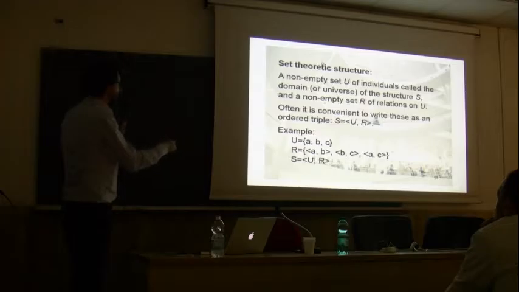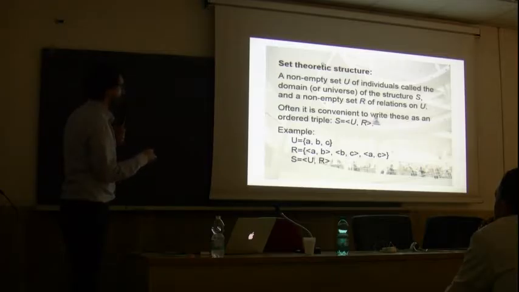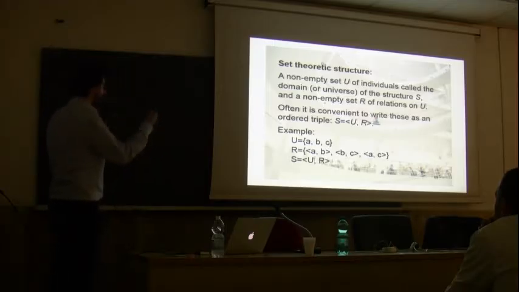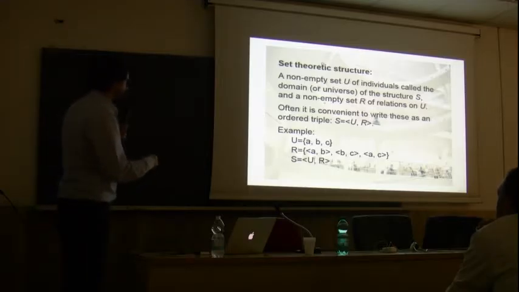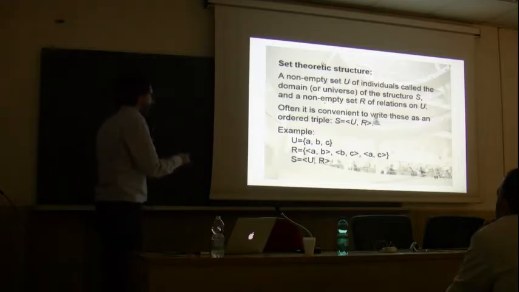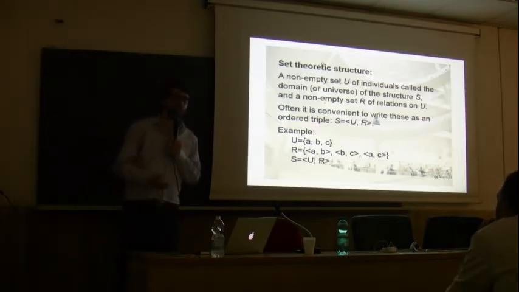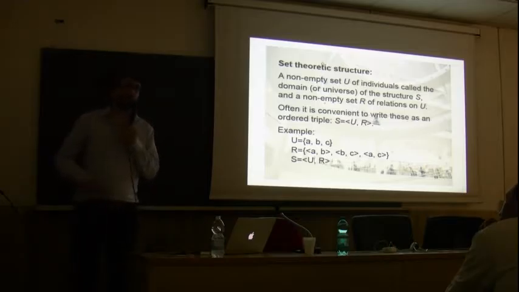And it's often convenient to write a structure as a tuple, so you can say a structure S is just the ordered tuple of U and R, which is the universe and the relations. A simple example is you have the universe with three objects, A, B, and C, and you have the relation that holds between A, B, B, C, and A, C. It's a transitive relation, and the structure is just a collection of the two. And if that A, B, C notation makes you somewhat nervous, then you're up to something.